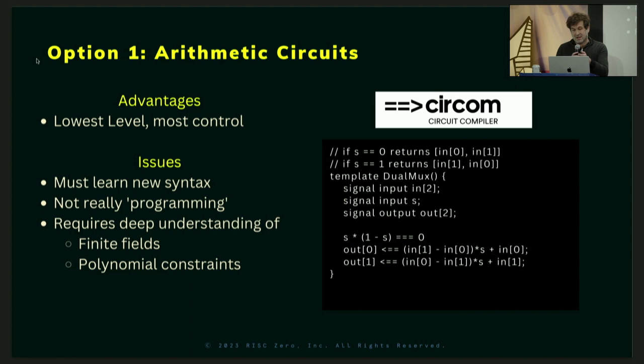This, for example, is some code that just switches the order of two values based on whether another value is 0 or 1. And it's not super self-evident.